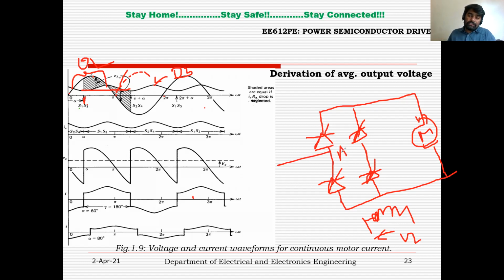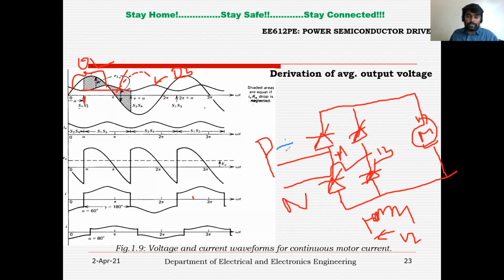Now this is leg A, which is connected to the phase, and leg B, which is connected to the neutral point, right? So now, to get the power from source to load, two devices should be in the on condition, one from leg A and one from leg B.